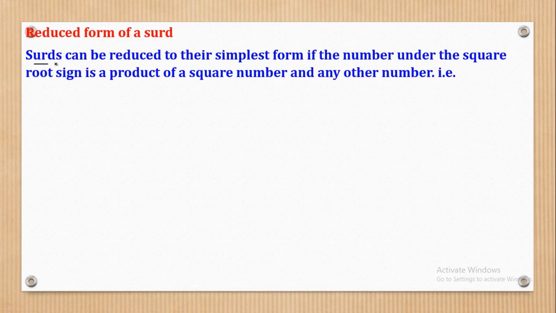Here we shall write and say that surds can be reduced to their simplest form if the number under the square root sign is a product of a square number and any other number. A square number is, for example, if I say 2 squared, I'll come up with 4, meaning that 4 is a square number. 1 squared, I'll come up with 1. 3 squared, I'll come up with 9, meaning 9 is a square number, etc. Therefore, if it is in this form where one is a square number and the other is any other number, I can easily pull this one outside, because the square root of a squared will become a. That is why here you no longer see a squared, you see a, because it is now outside the square root.